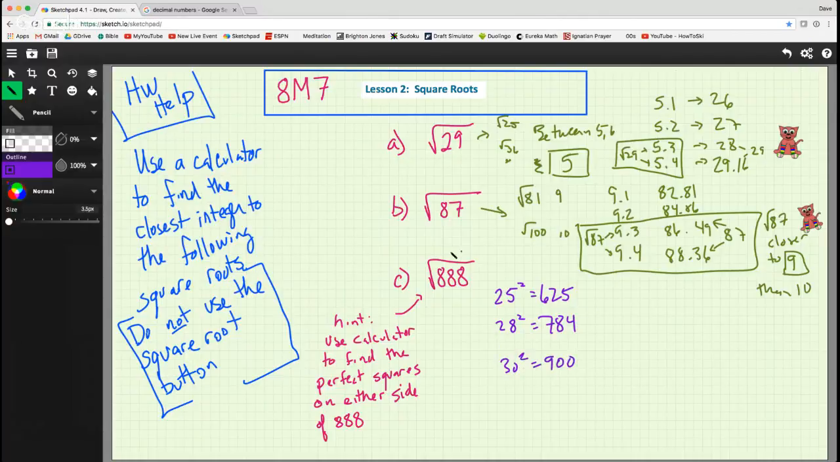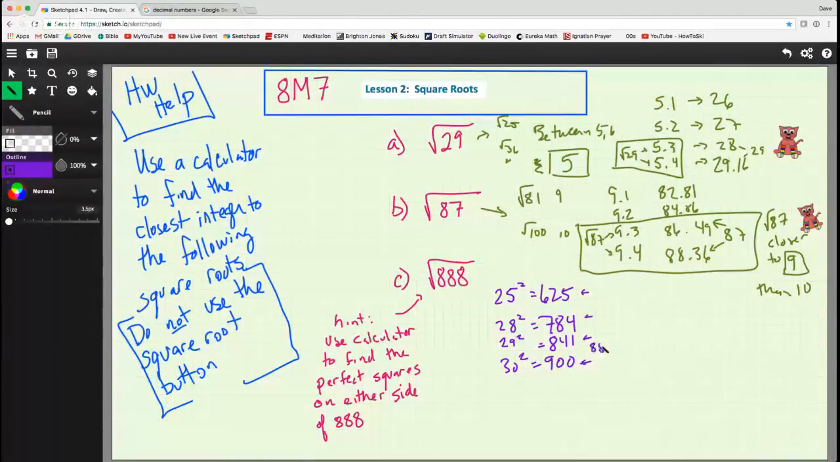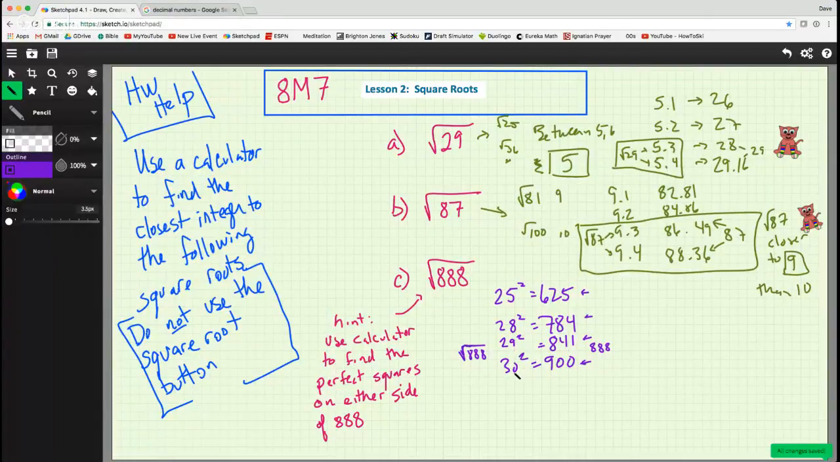So we have a number bigger than 888. So let's see, 29 squared is what? 841. So the square root of 888 fits between which two numbers? Well, 888 is bigger than 625, bigger than 784, bigger than 841, but it's less than 900. So let's put that 888 right here. And so the square root of 888 is between 29 squared and 30 squared. And it actually looks like 888 is closer to 900 than 841.